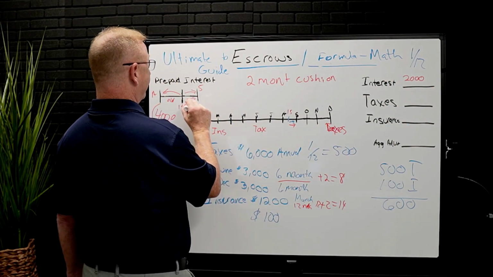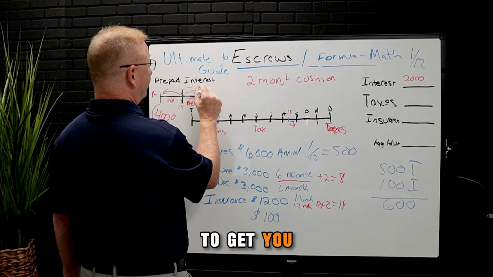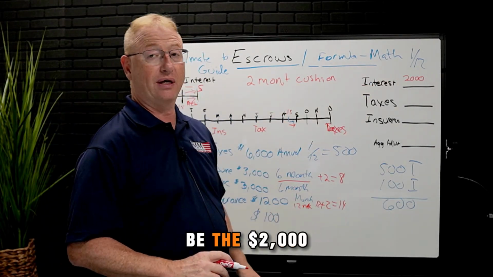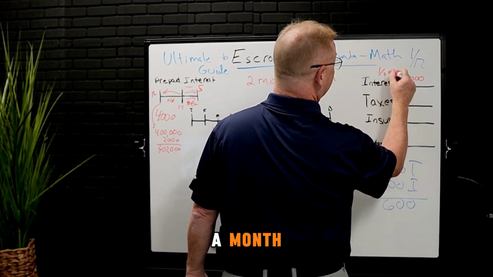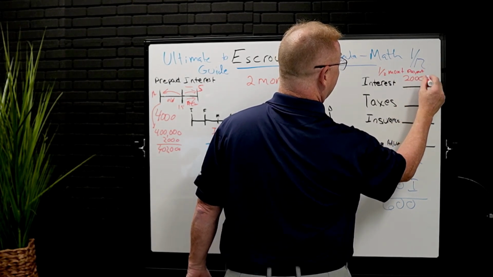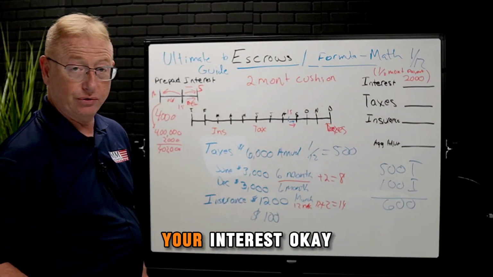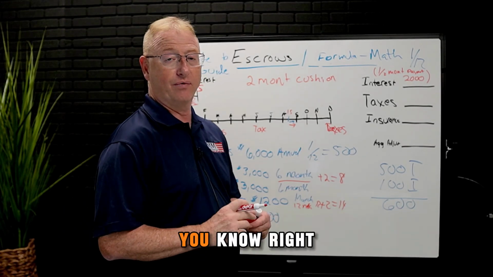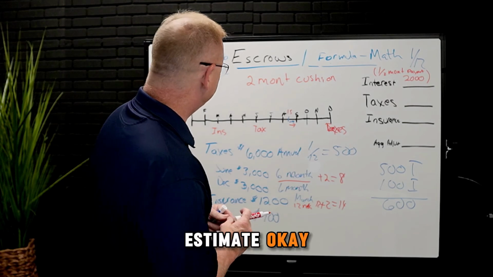So this is the new lender interest to get you to September. That would be the $2,000. So this is really a half a month's payment. Really not an escrow item, it's a prepaid item. You're prepaying your interest, but it's right above where the escrow collection is on your loan estimate.